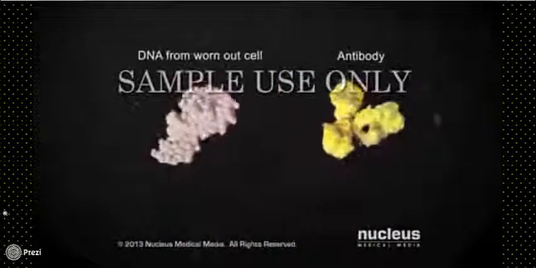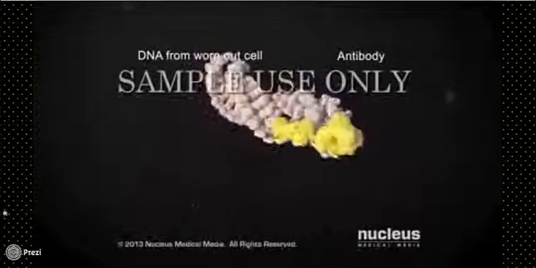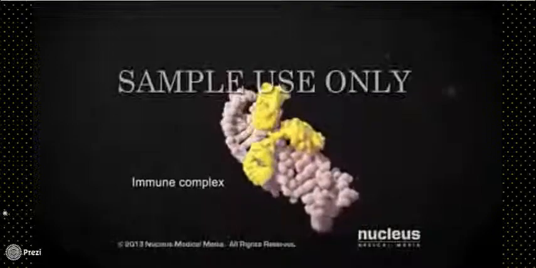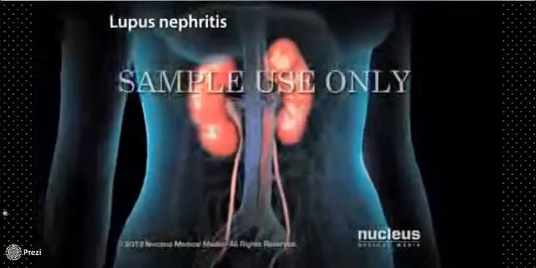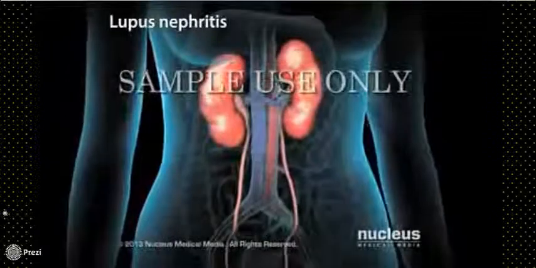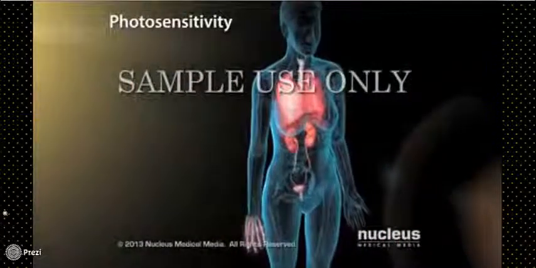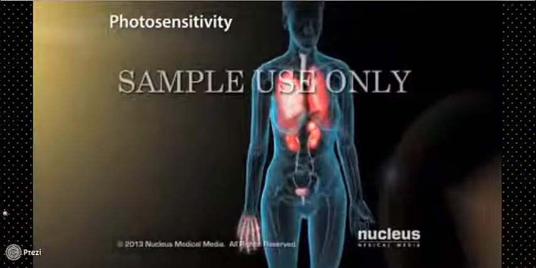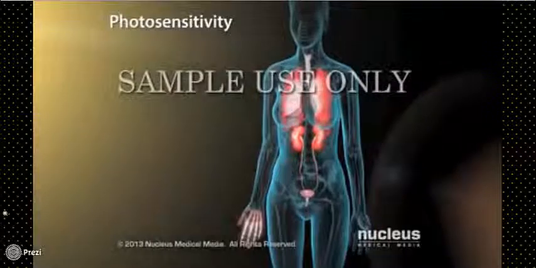Your white blood cells may create antibodies that attach to bits of your DNA from worn-out cells. The attached pair, called an immune complex, can lodge in your kidneys and cause inflammation. This disorder is called lupus nephritis. Flare-ups of any of your symptoms, even those not related to your skin, may be caused by an unusual reaction to sunlight called photosensitivity.